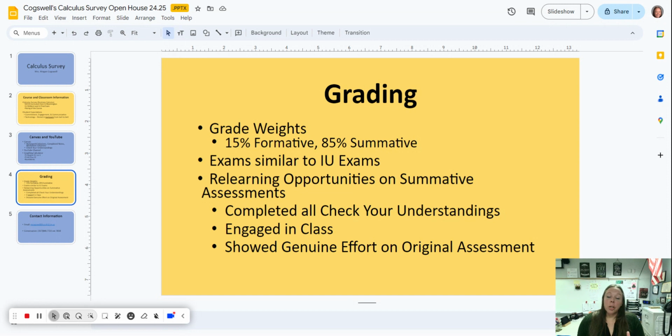And then summative are going to be the exams. And you can tell summative is a big portion of the grade, and that's how it is at IU as well. And the exams we try to model like what they'll be on their IU exams.